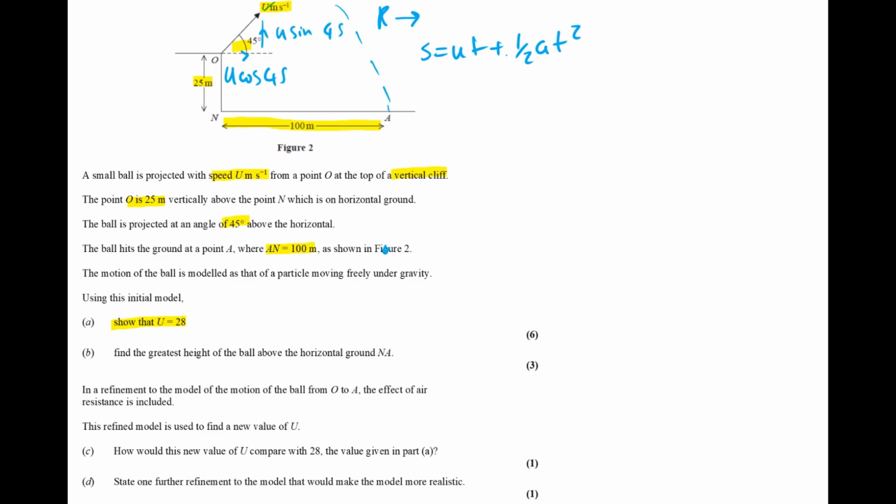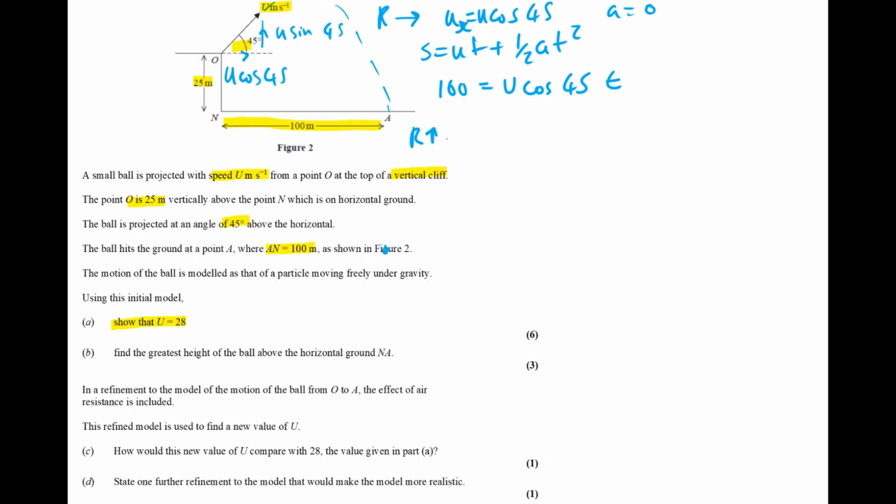It's a 6 marker, and you'll see why we need to use that. So resolving horizontally, we get u, well, it's uv really, let's call that ux, I'm going to call that ux. That equals U cos 45. Right, a equals 0. So we know the horizontal distance of 100 equals, well, it is just going to be U cos 45 times t, from the original part. We have an equation here.